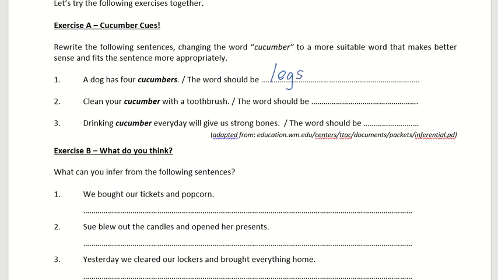Clean your cucumber with a toothbrush. The word should be, so the clue is toothbrush. What do you clean? You clean your teeth with a toothbrush. Drinking cucumber every day will give us strong bones. The word should be, so you drink something every day that gives us strong bones. So drinking something that will be a liquid, and this liquid gives us strong bones. It should be milk.